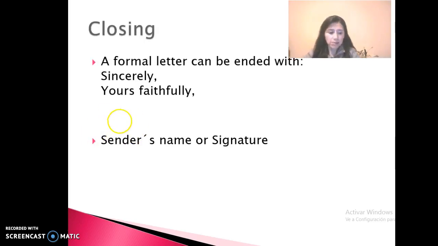The last aspect of the letter is called the closing. Here you can write some expressions such as sincerely, yours faithfully. These are the most common expressions. Of course, there is a list where you can choose the best one for you. After this expression, you must end with your name or a signature.